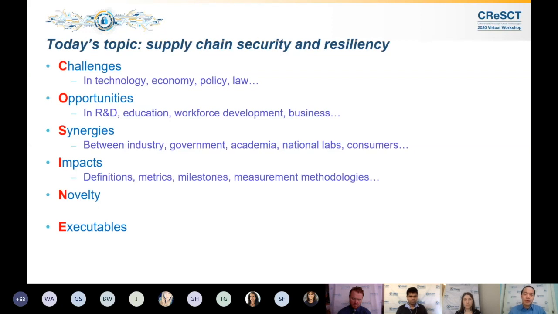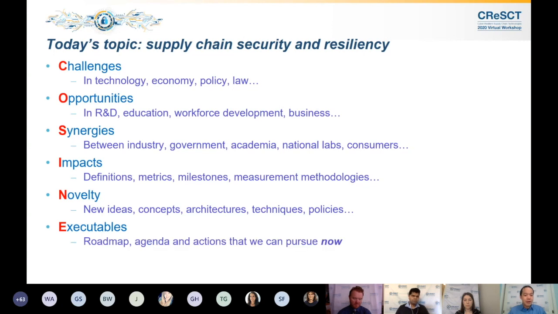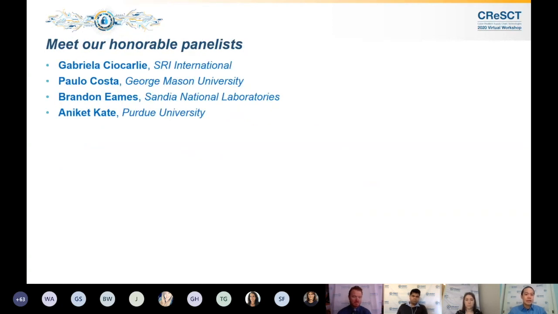And also let's look at what kind of impact metric or measurement methodology can be defined to actually quantify the reliability, security, and resiliency of our supply chain system. And we would love to hear new ideas, concepts, and architectures surrounding these problems. And finally, let's talk about what we can do now. What is the roadmap? What are the agenda and action items that we can pursue together to address this very time-sensitive problem?